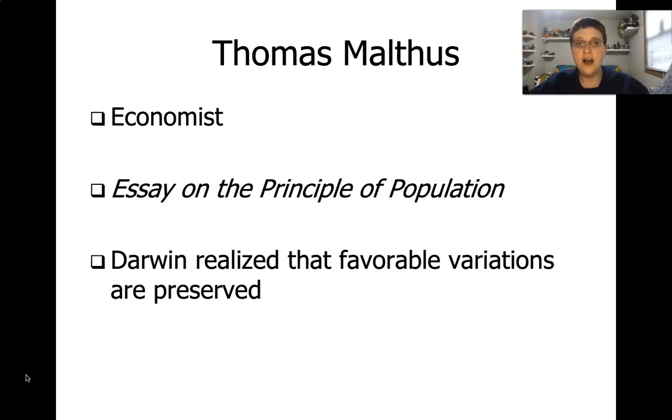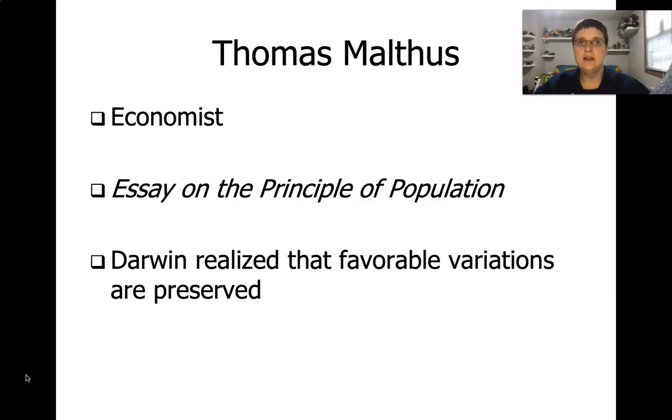So there was one other person that influenced Darwin, and that is this individual here, Thomas Malthus. Now, Thomas Malthus was not a scientist. As you can see, I've got down there, he was an economist. Malthus wrote the essay on the principle of population. So what was the essay on the principle of population?